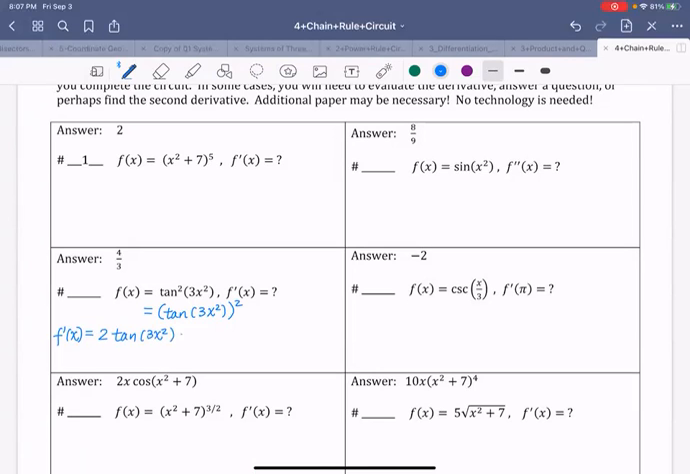Hold on. Hold on. You lost a layer. Oh, I lost the tangent thing. So secant square of 3x squared, and then times 6x. There you go. Does this make sense now? Yeah. Very good. You catch things very fast. That's beautiful.